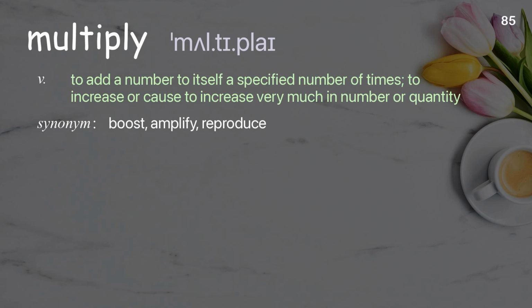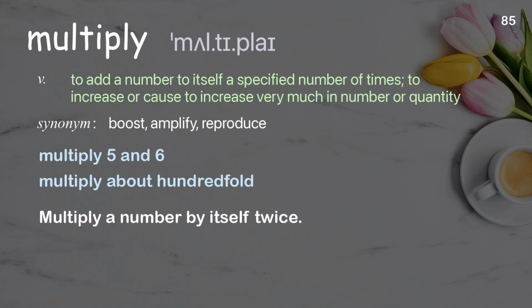Multiply. To add a number to itself a specified number of times; to increase or cause to increase very much in number or quantity. Examples: Multiply 5 and 6. Multiply about 100-fold. Multiply a number by itself twice.